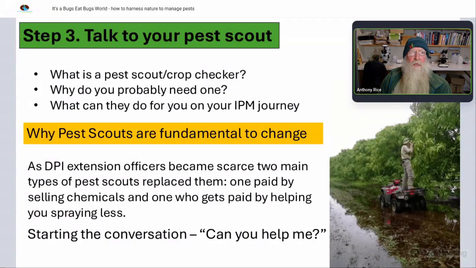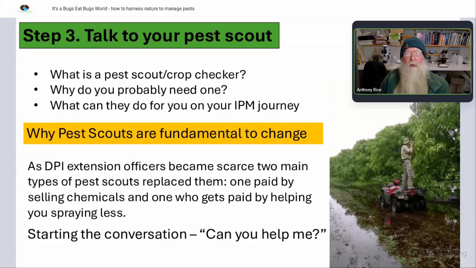So step 3, talk to your pest scout. To me, that's what I do. I'm a pest scout, so I may be overrating our importance here. What is a pest scout? So a pest scout or a crop checker, is someone who comes and virtually just will tell you exactly what you've got going on in your crop, whether you need to deal with it and how best to deal with it.